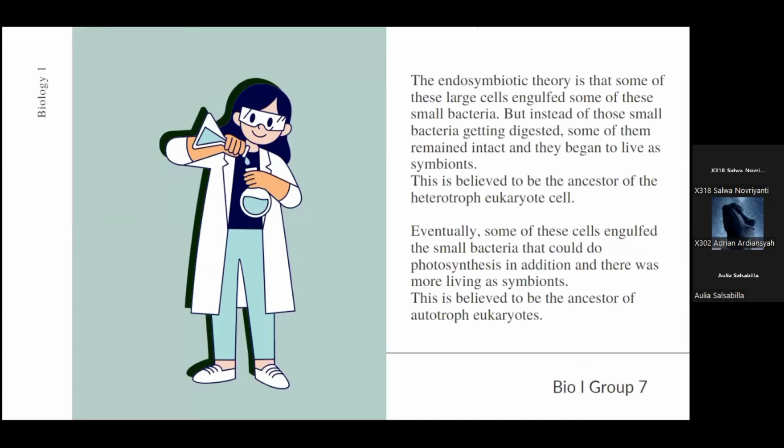The endosymbiont theory is that some of these large cells engulfed some of these small bacteria, but instead of those small bacteria getting digested, some of them remained intact and began to live as symbionts. This is believed to be the ancestor of the heterotroph eukaryote cell. Eventually, some of the cells also engulfed small bacteria that could do photosynthesis, and these also lived as symbionts. This is believed to be the ancestor of autotroph eukaryotes.